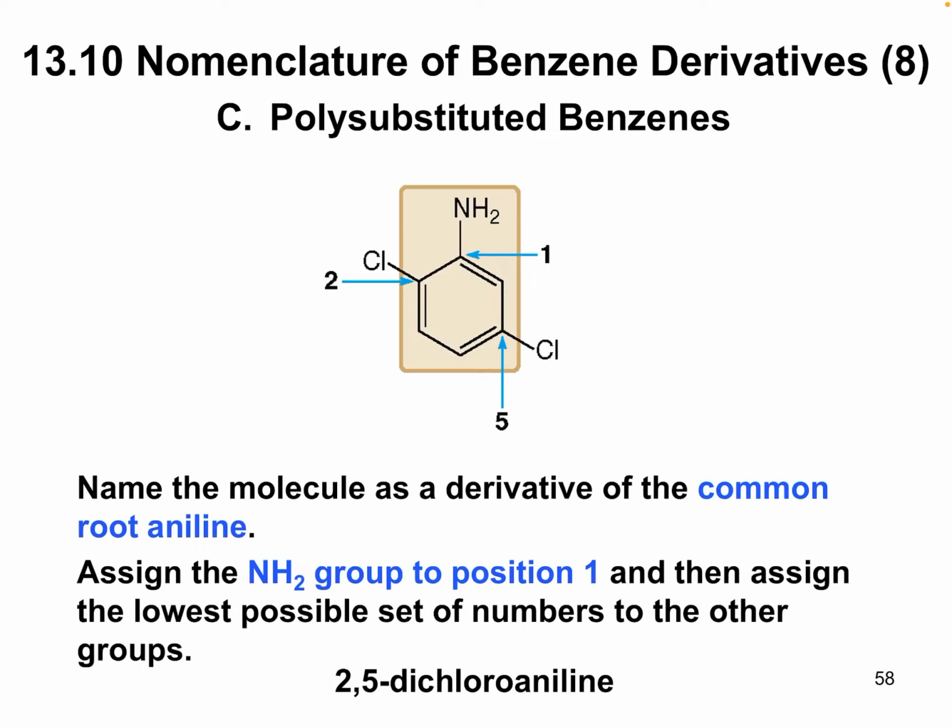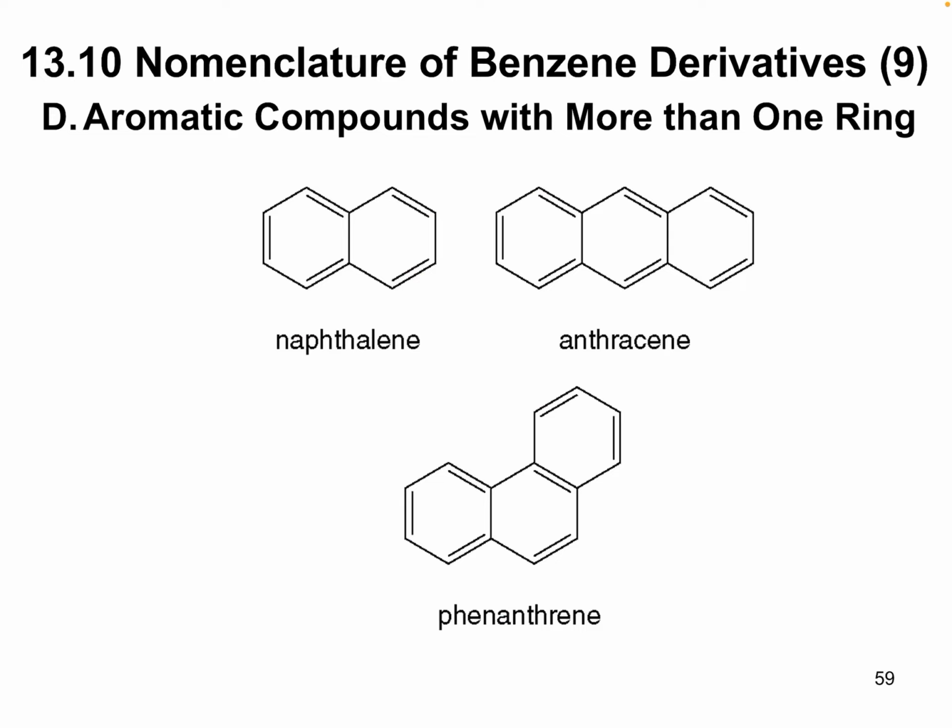And you can see another example of an aniline here, where if the aniline starts numbering at the 1 where that NH2 group is attached, we get to our second substituent group as quickly as possible. All right, so this would be 2,5-dichloroaniline.